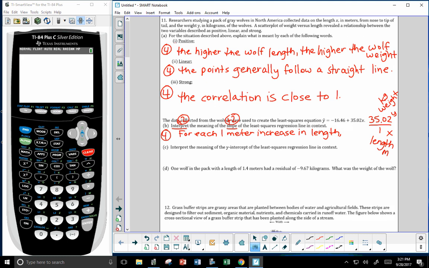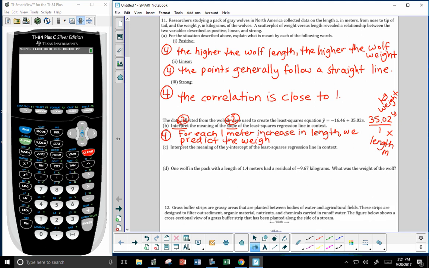So for each 1 meter increase in length, we predict the weight will increase, because it's positive, by 35.02 kilograms. Okay. Interpret the meaning of the y-intercept of the least square regression line in context.